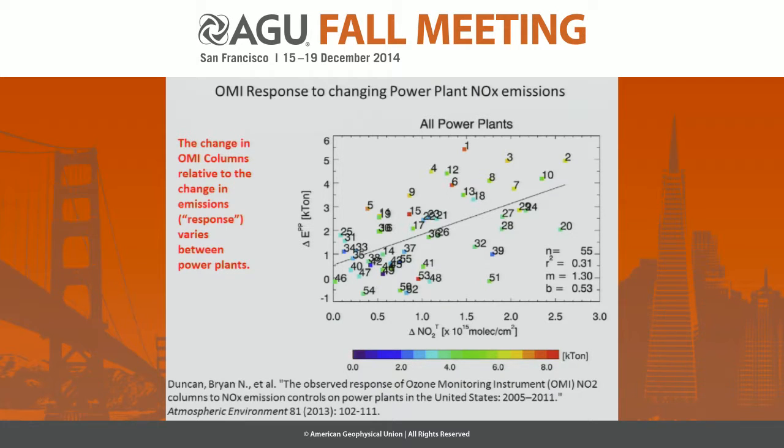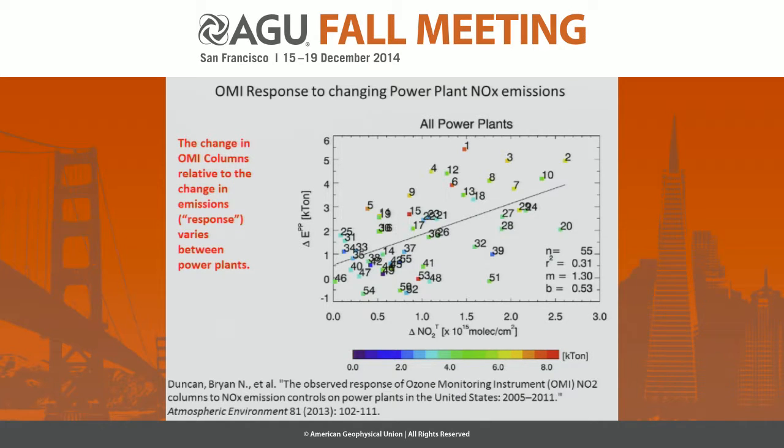So it's basically like a monitor put into all the power plants, all the large plant sources, and then a study was done by Brian Duncan and others. He looks at 50 or more different power plants across the United States, and he tried to tie those emissions to what the satellite was seeing. He expected better correlation, but we found pretty weak correlation between the two.